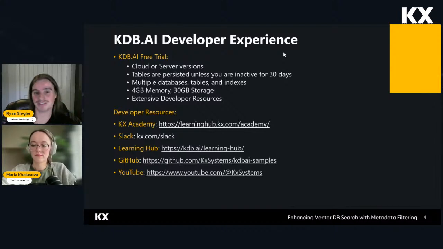Within each of these databases, you can create multiple tables, or like the vector databases, vector indexes, and then within each of those tables, you can actually have multiple indexes. So that's really good for things like multimodal RAG or hybrid search, things like that.